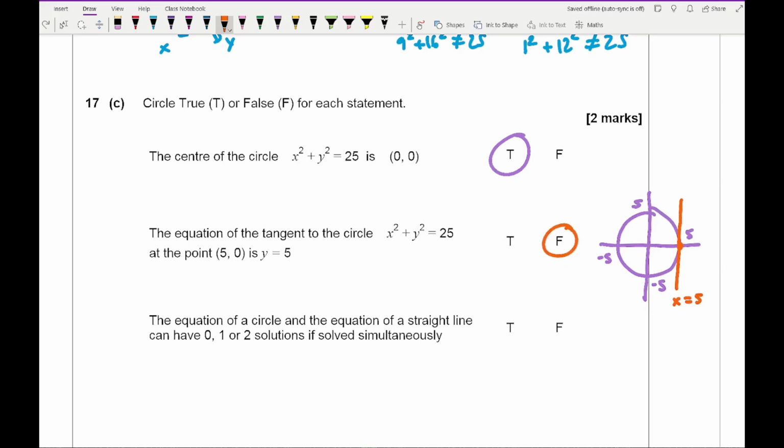It then says that the equation of a circle and the equation of a straight line can have either 0, 1 or 2 solutions if solved simultaneously. Now for this, it's just a case of the solutions are basically where the line and the circle intercept. So how many different times can a line and a circle intercept? Well, it can either not intercept, intercept once, or intercept twice. So that is going to be true.